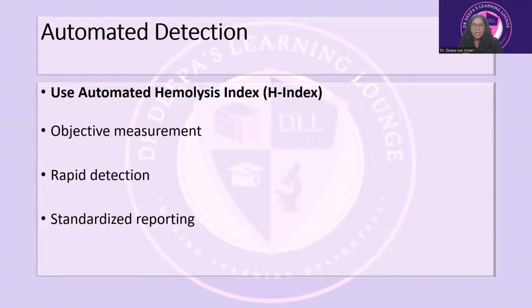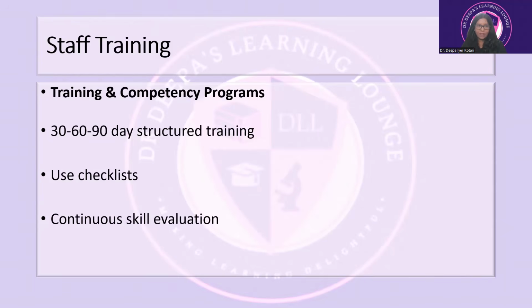Most of the high-end instruments now have an automated H index analysis. That can be set up either by having an instrument dedicated to detecting the HIL index, or you have modern machines which pick it up even while you're running the sample. So one, you have an objective measurement, no subjectivity there. Second is rapid detection, which is not subject to change of manpower, and standardized reporting. Every time the machine will tell you hemolysis at a particular cutoff, and it will never miss it. So automated detection is a thumbs up from me, and definitely something that most laboratories should have.